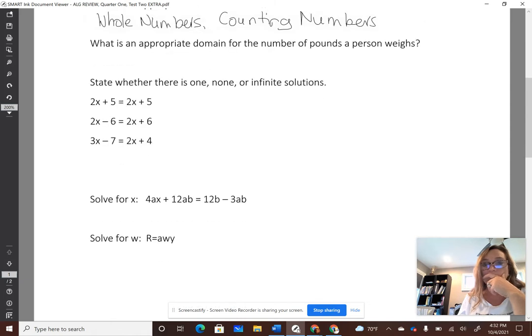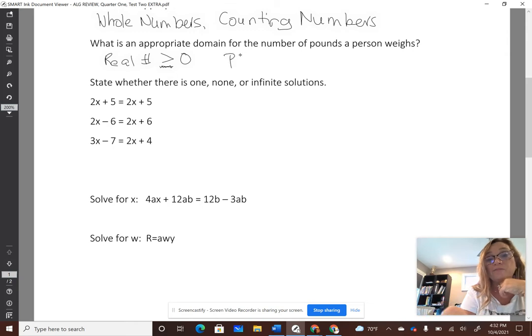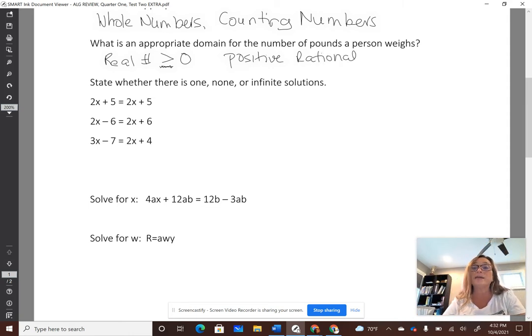What's an appropriate domain for the number of pounds a person weighs? Now, this can be rational. This can be real, but it should certainly be positive. So I would say maybe real numbers greater than or equal to 0, maybe not the equal to, probably not a good idea, or positive rational. And the reason I'm not saying positive integers or positive whole numbers or counting is because you can have decimals and you can have fractions. So you really want to say rational or real.